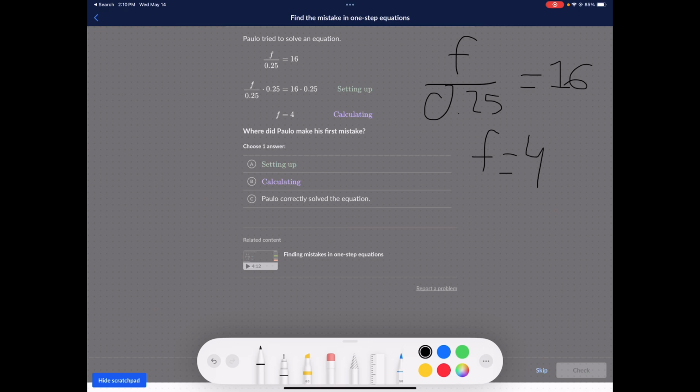So it's 4. Okay, let's see here. Okay, he multiplied here. Good. He got 4. Hey, look at that. Looks like he got it right as well. He multiplied 0.25 on both sides like we did over here. And he got f equal to 4. So I think it's C.